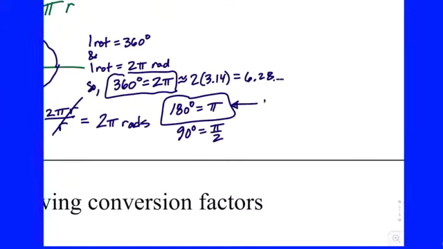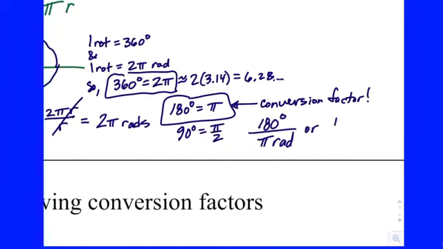So this right here becomes our conversion factor. And just like we did with degrees and minutes and seconds, we can write it as 180 degrees over pi radians, or we can write it as pi radians over 180 degrees. So depending on whether we're converting from degrees to radians or radians to degrees, we would want either the degrees to divide out or the radians to divide out. We could use either one of those two conversion factors. They're equivalent to 1.